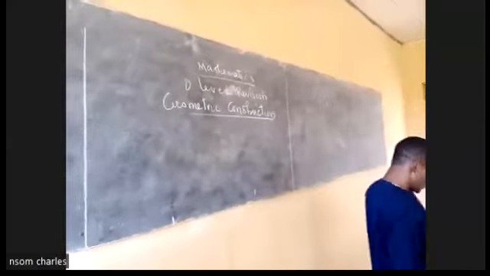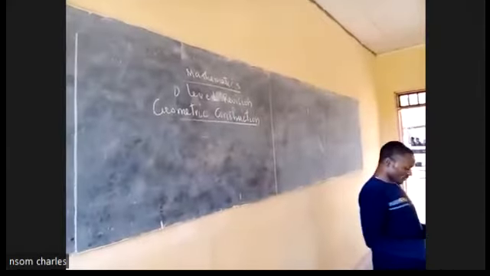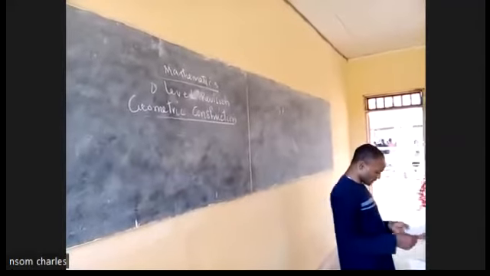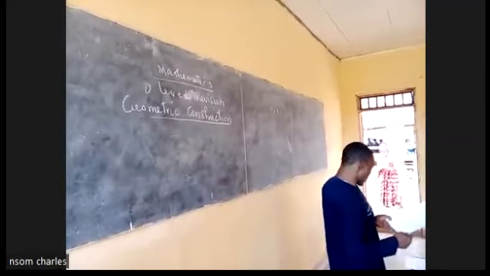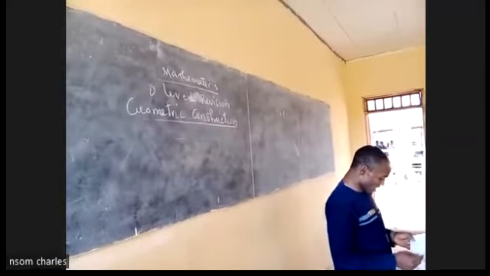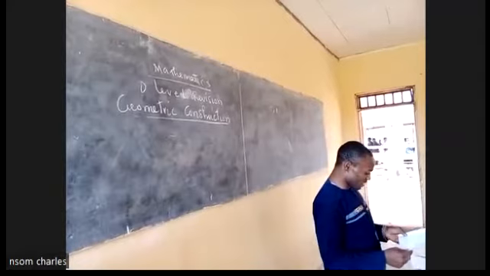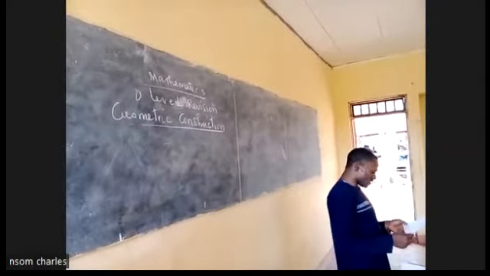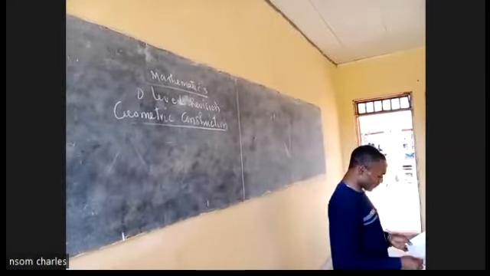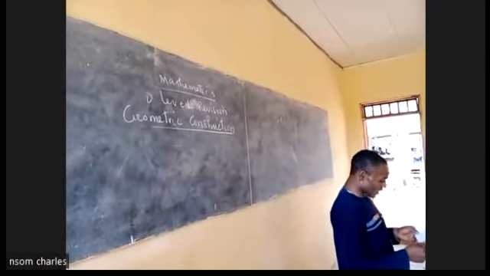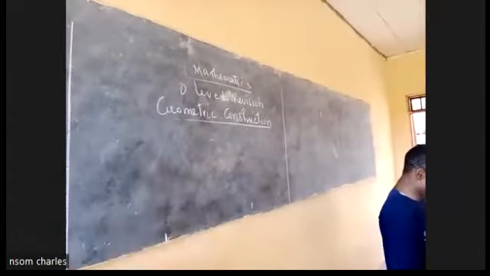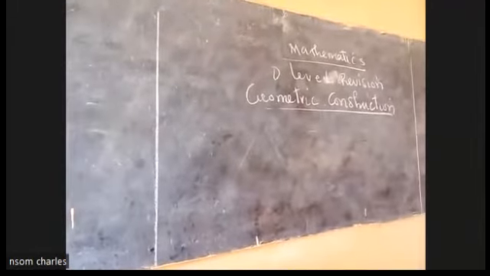Okay. The question reads, using a ruler, pencil, and compass only. A. Draw a line OA equals 10 centimeters. B. Construct the lines OB and OA such that angle AOB is 30 degrees and angle OAB is 60 degrees.